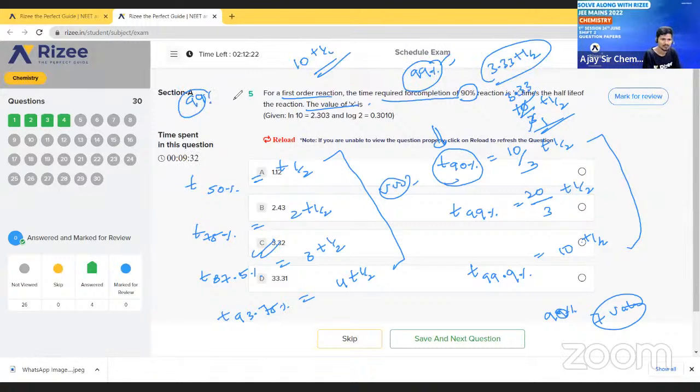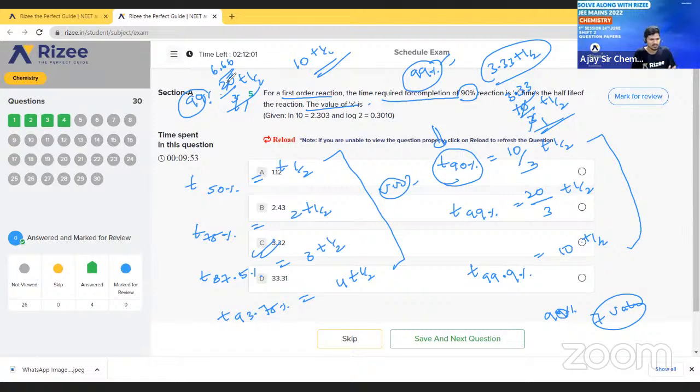If they ask for 99.99%, or 99%, then you have to tell 20 by 3 t half. So 20 by 3 t half, we can also write like this: 3 sixes are 18, 6.66. We can write 6.66 as the answer. Did you catch my point?